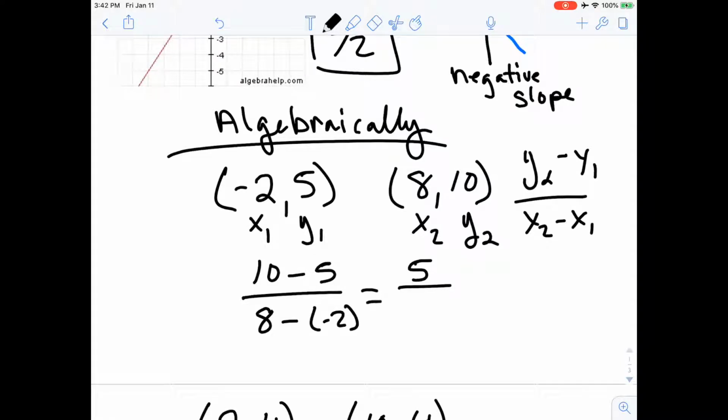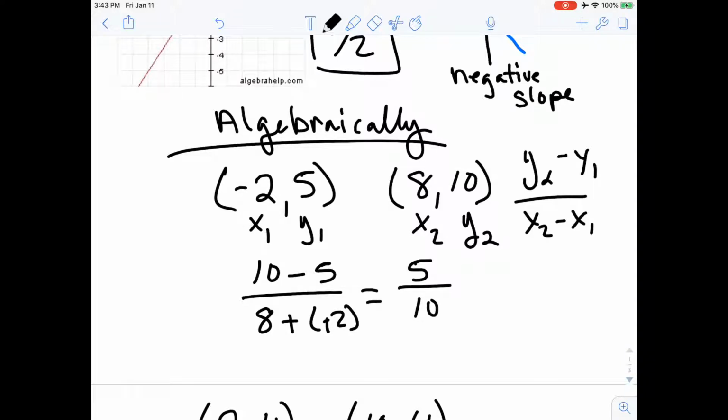Now, if negatives aren't your friend, please use a calculator, right? It's better to get the answer right than to get something wrong. So I'd much rather use a calculator. I understand it's simple math, but it's easy to slip because there are negatives, right? Now, 8 minus a negative, so that means you add, right? So 8 plus 2 is 10, and then 5 divided by 10.